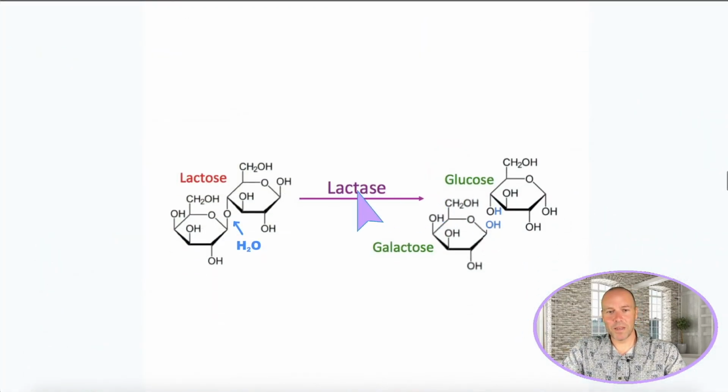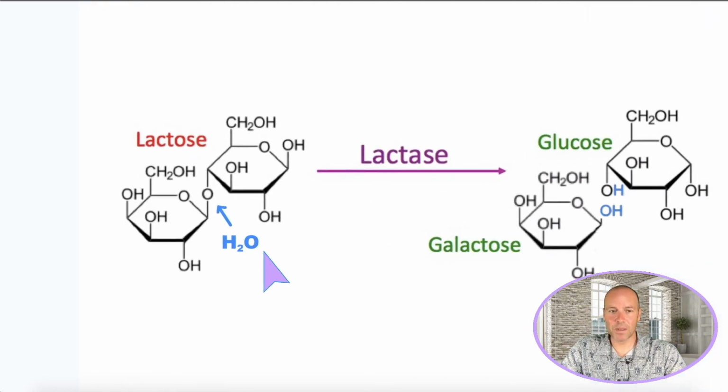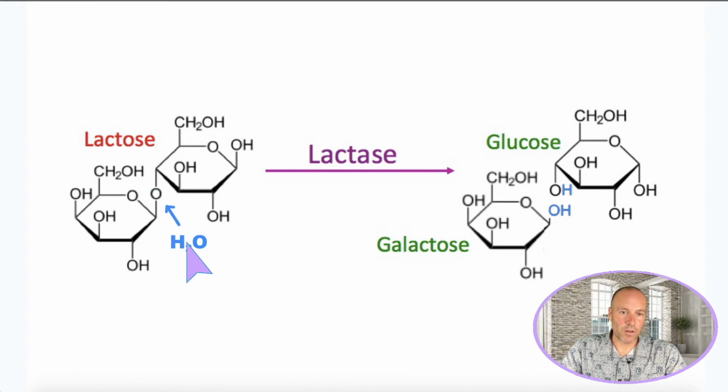Another example is the decomposition of lactose. Lactose is a sugar, and it can break down into galactose and glucose. The way this reaction happens is a water molecule reacts right here where this oxygen is. And so the lactose molecule breaks apart into two smaller molecules. One is galactose and the other one is glucose. These are very similar simple sugars. They have the same chemical formula, in fact, but the structure is slightly different.